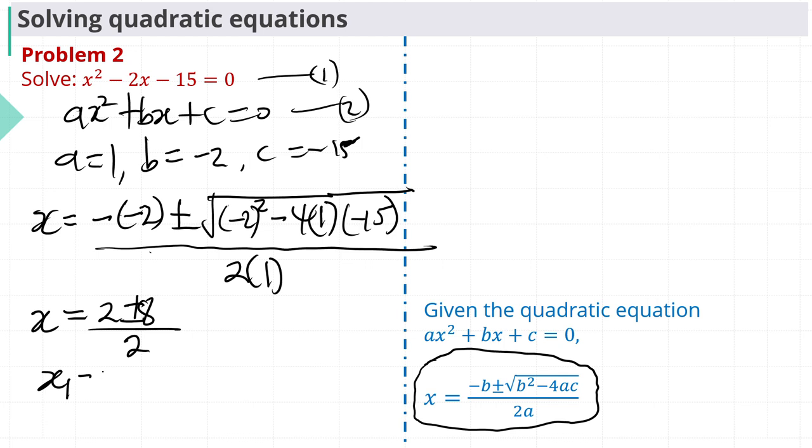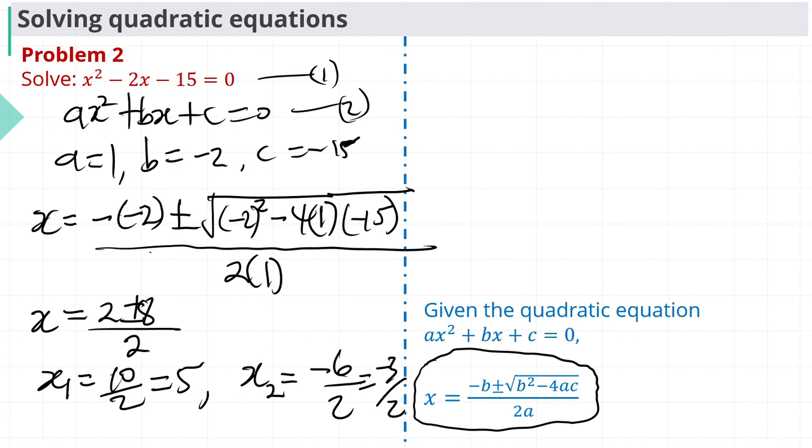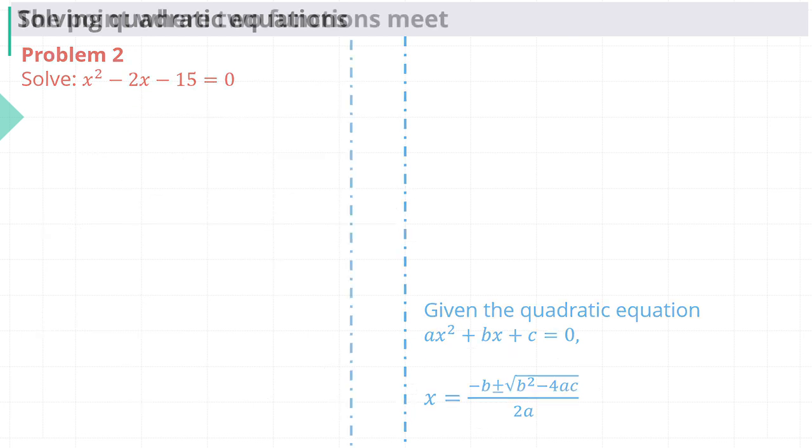So the first s value, make use of the plus sign. 2 plus 8 divided by 2, giving you 5. The second s value, we make use of the minus sign. 2 minus 8 giving you minus 6, divided by 2. So these are the two answers to the question. s equals 5, s equals minus 3.